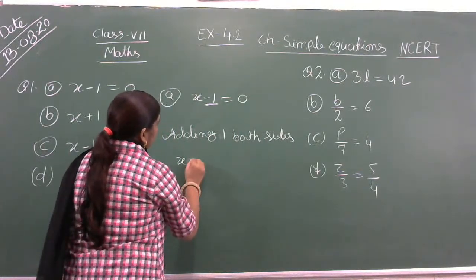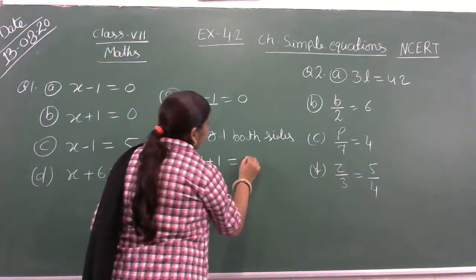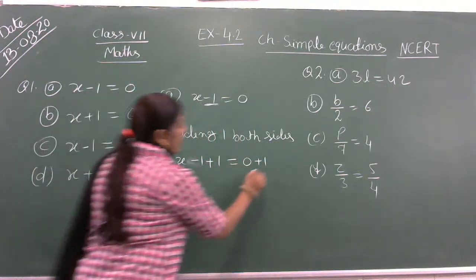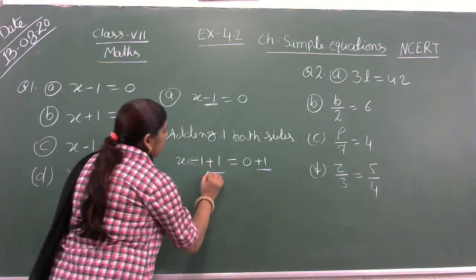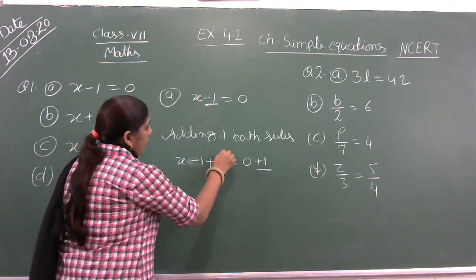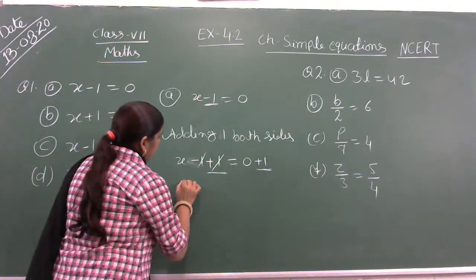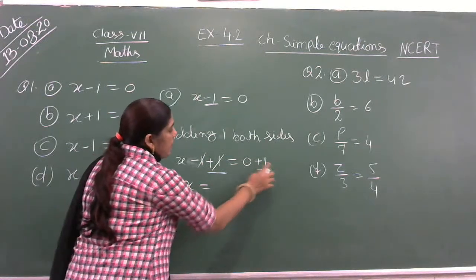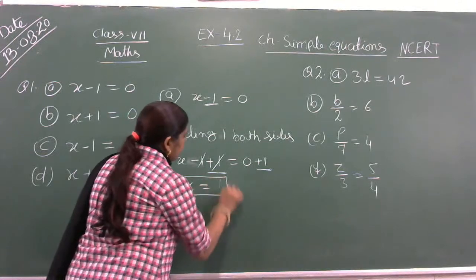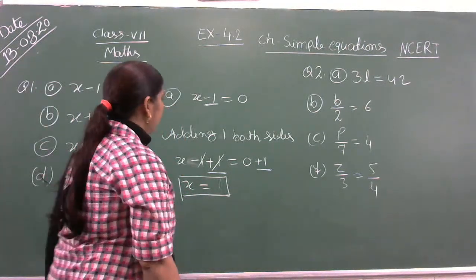So x minus 1 plus 1 equals 0 plus 1. Both sides added here and here, LHS and RHS. Now plus 1 and minus 1 cancel, x equals 0 plus 1, you will get 1. This is your answer. This is a very easy exercise.